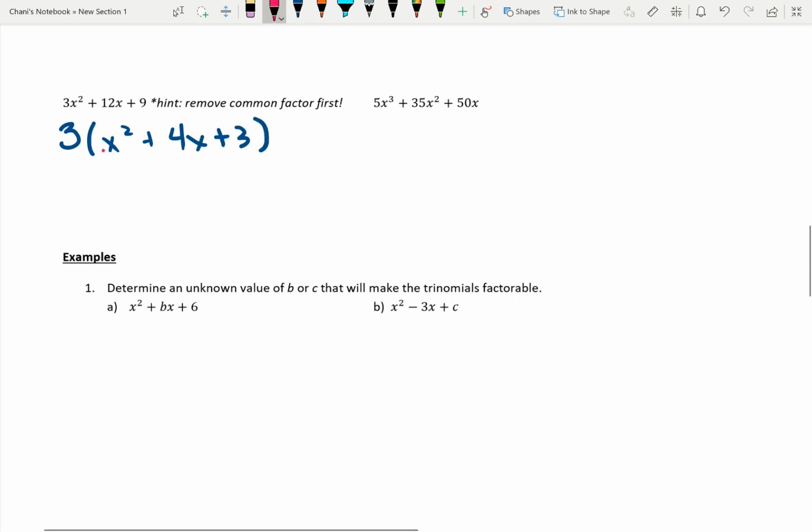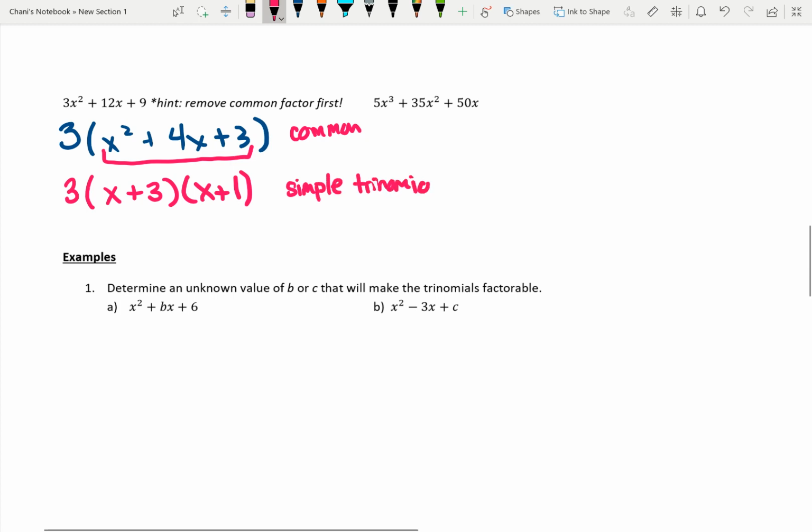Now, inside here is a simple trinomial that we can factor. Two numbers that multiply to 3 and add to 4. So we leave the 3 out here, and we conclude that it's 3 times x plus 3, x plus 1. Just note that a 3 is part of the factoring. You common factored and then used simple trinomial factoring. So this was a common factor, and then we used simple trinomial.